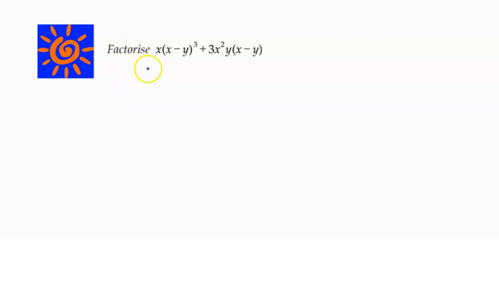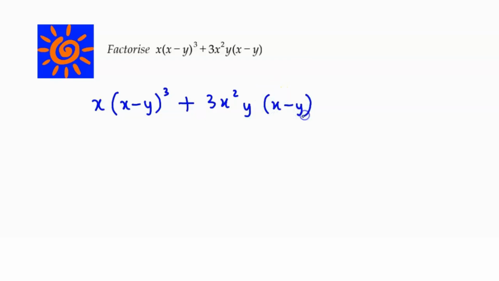Now here we have to factorize x(x − y)³ + 3x²y(x − y). So let us write down the given algebraic expression: x times (x − y) the whole cube plus 3x²y into (x − y). Now first of all, let us take out the common factors.